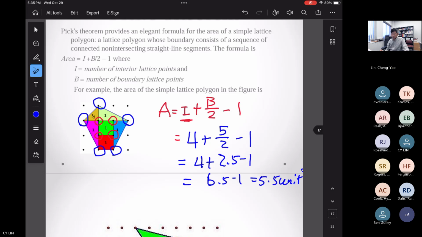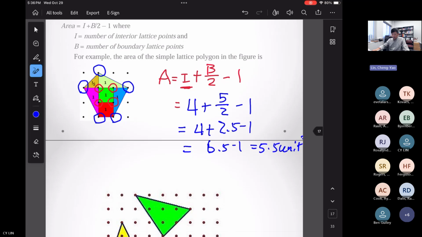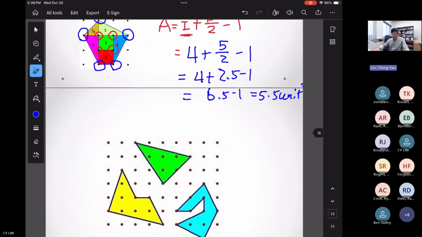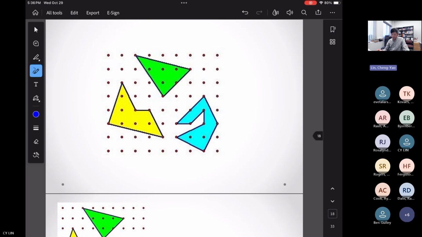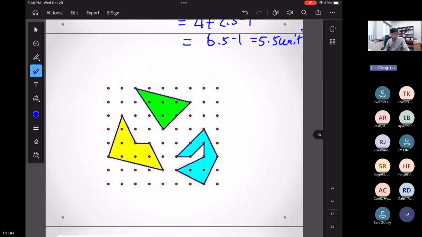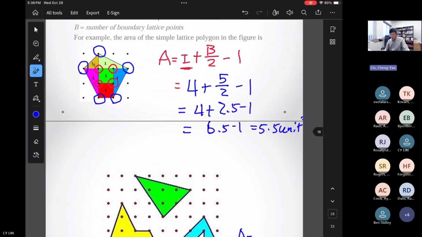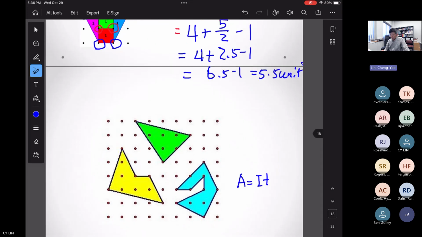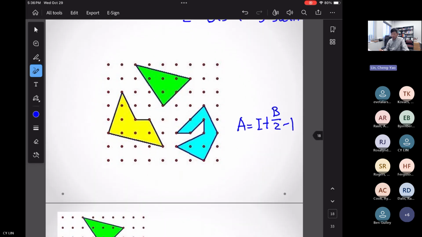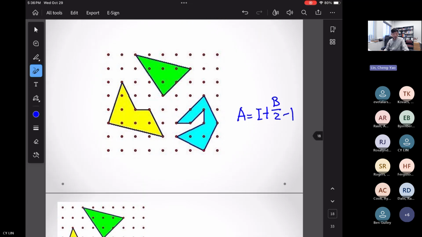Easy, right? You plug in, you find out the interior points, you find out the boundary points, and you can figure out the area, which is 5.5. If this is okay with you, can you do the yellow one? I'm going to give you a formula, okay? The formula is the area is equal to interior points plus boundary points divided by 2 minus 1. Okay, can you do the yellow one? I'm going to give you a minute to find the yellow one, okay?